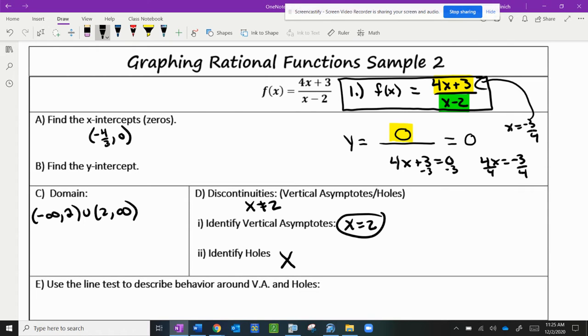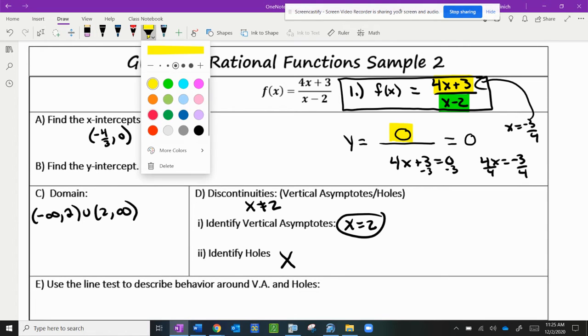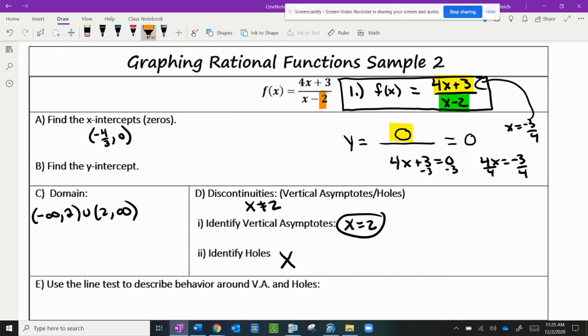Okay, my y-intercept is going to be the ratio of my constant terms of the function, because when I plug in 0, what I'm left with is my constants, and I can show that algebraically. So this is f of 0, and I can say 4 times 0 plus 3, over 0 minus 2. I end up with negative 3/2.